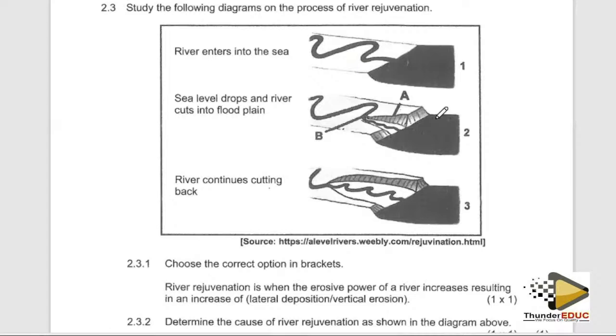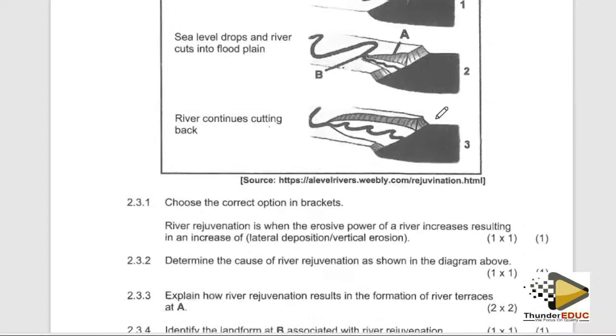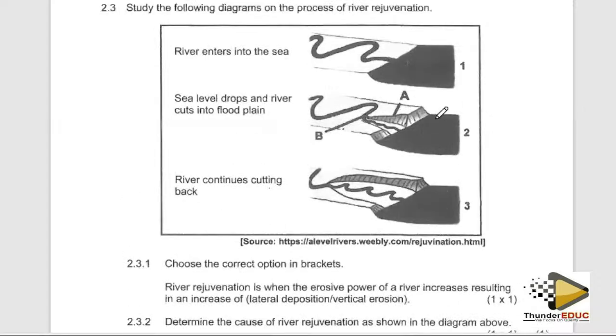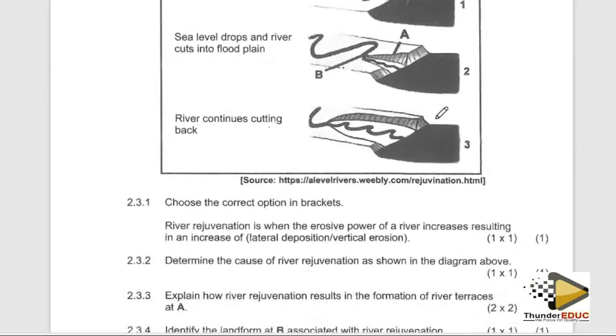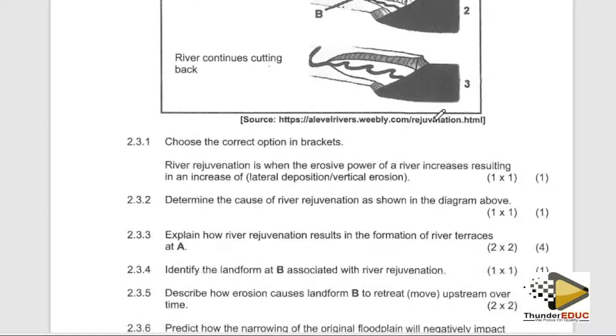Then 2.3.1, let's check the instructions. So the following diagrams. All right. Choose the correct options in brackets. That is our instructions. River rejuvenation is when the erosive power of a river increases, resulting in an increase in vertical erosion. As we know, when the river gains more energy, it will start cutting downwards, which is the same as vertical erosion.